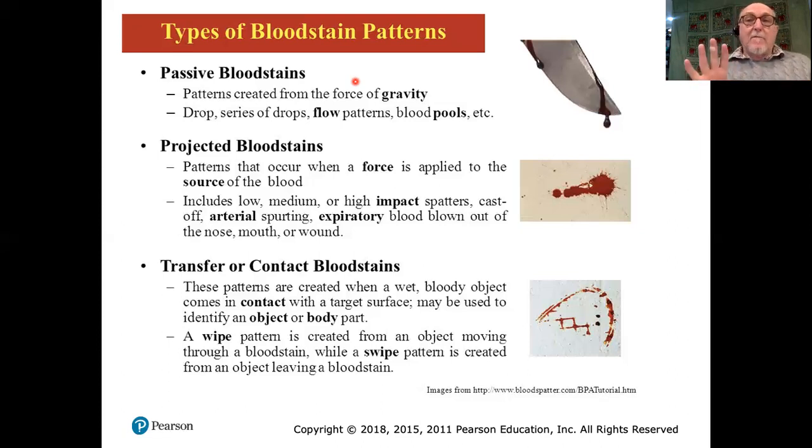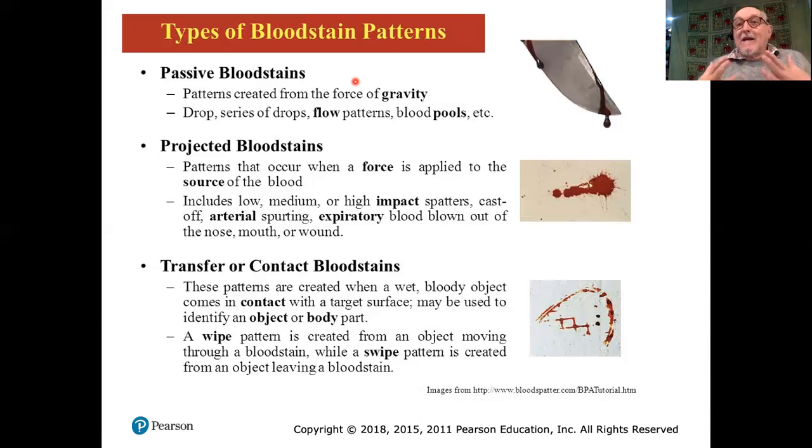The next set of blood stains are more frequent. These are the projected blood stains, and these result when force is applied to a source of blood. The way we would, in most cases, think of it, a victim is struck in some way. Now, there are different ways of striking people. You can strike with a blunt object. You can strike with a fist. You can strike with a blunt weapon. You can strike forcibly with a knife in stabbing, or they can be struck with a bullet.